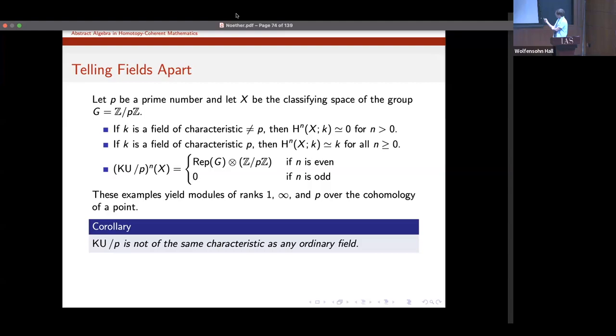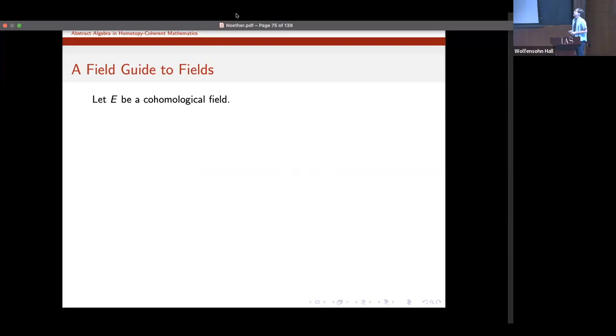Okay, so what else might you expect to get here? So let me tell you, there's a complete classification of these cohomological fields up to this equivalence relation of having the same characteristic. So let me tell you how the classification works. I'm going to tell you in the form of a flow chart. So I give you a cohomology theory, which is a field, and the flow chart will tell you where it fits in the classification. So let E be a field, and then look at the E0 cohomology of a point.